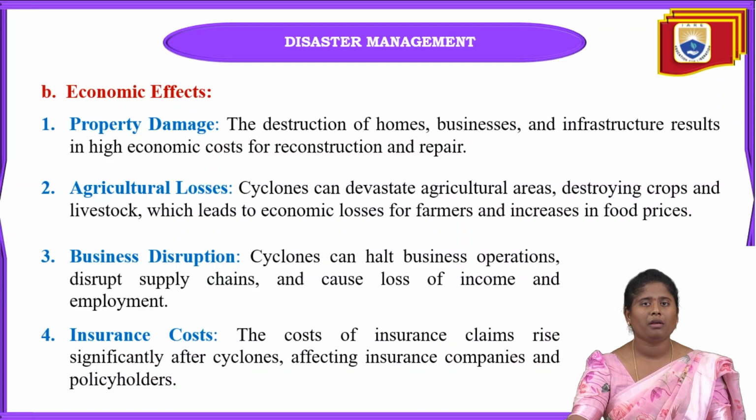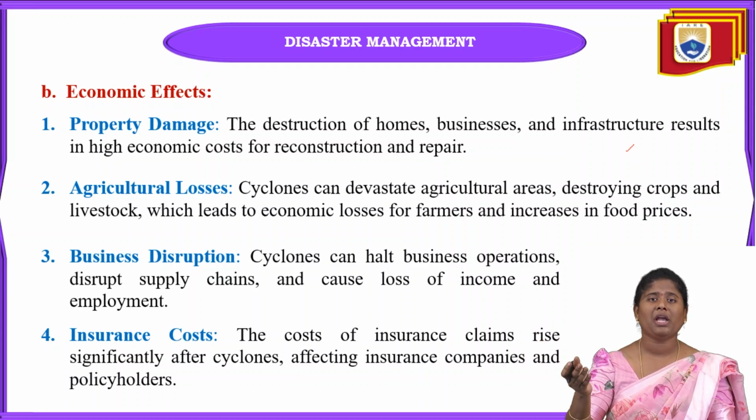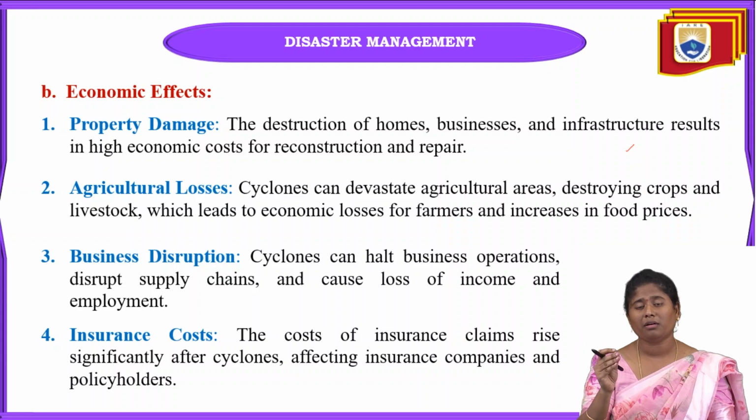These are all the economic effects that are going to happen. Mainly, coming to the first one, that is property damage. In this property damage, when a cyclone happens, it will come at a very high speed, and also heavy rainfall will be there. Because of these atmospheric conditions, with almost, as I already told you, 150 meters per hour, the wind is going to happen at this speed.